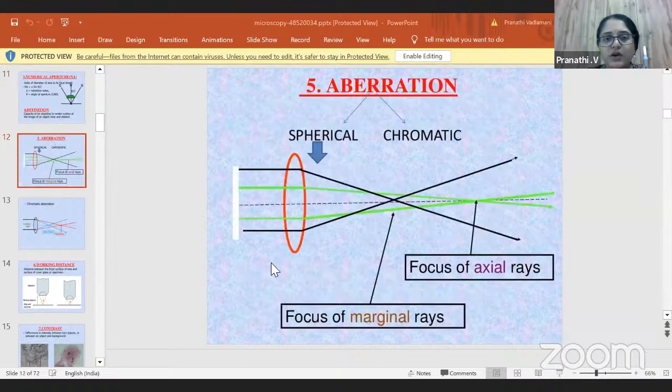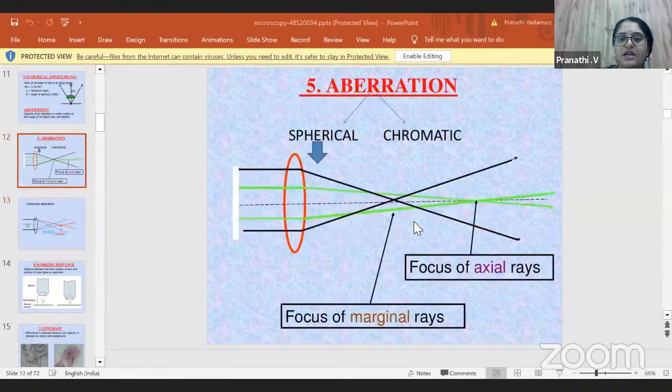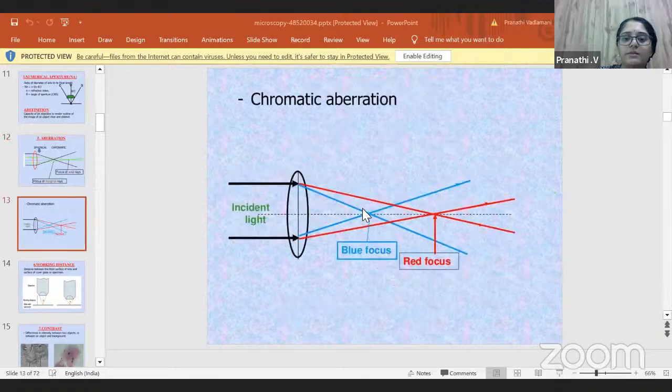Like I told you a little while earlier about spherical and chromatic aberration. Chromatic aberration means your axial rays and the marginal rays that are present, you're able to see in a different way. This particular distance or difference that you see is known as chromatic aberration. Spherical aberration is, again, your lens is over here. You see that the axial rays and the marginal rays, wherever they meet, there's a difference over here again. So this is your spherical aberration.